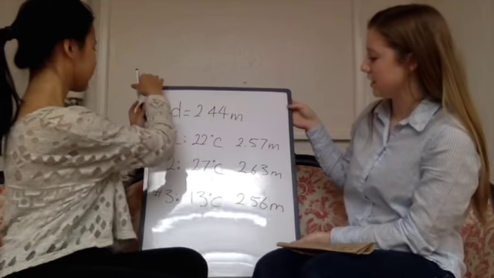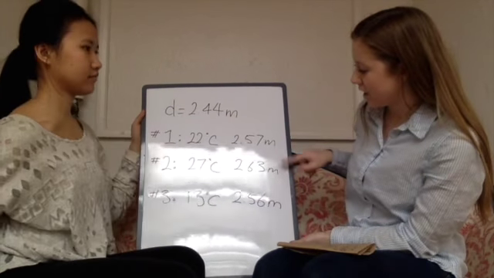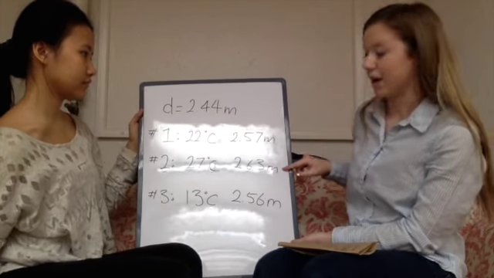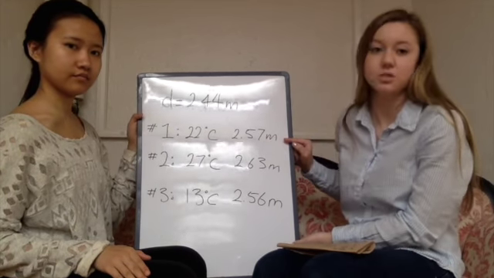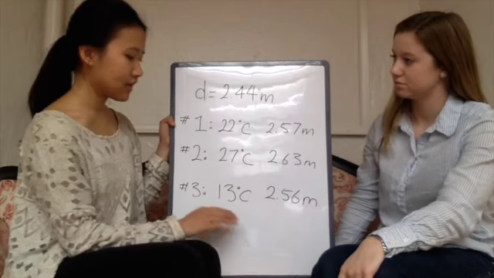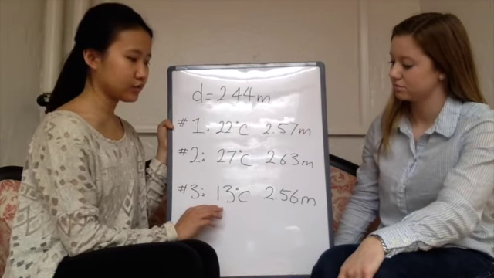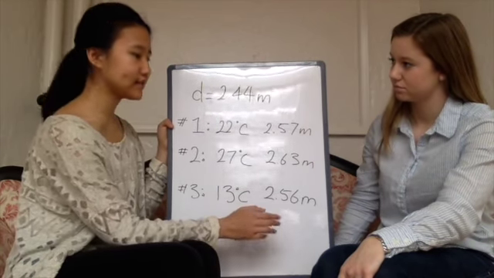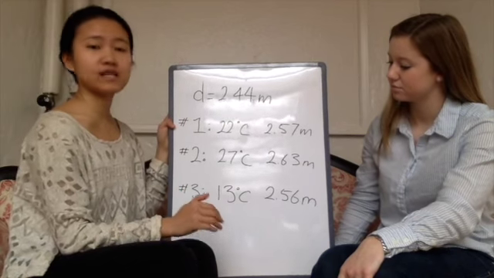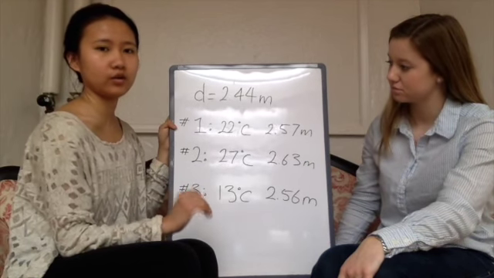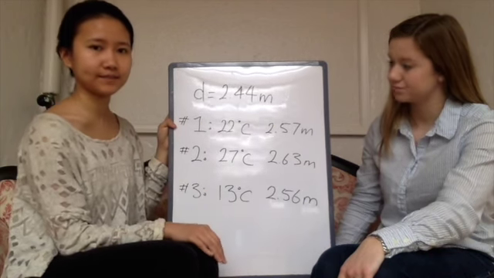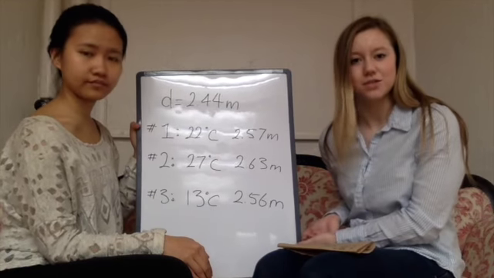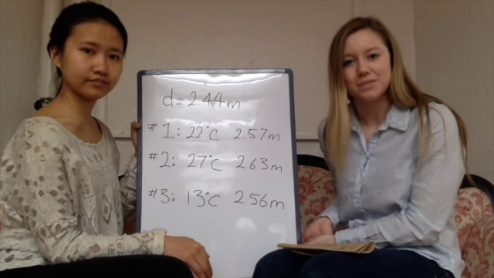So as we can see here, the hot trial read a greater distance than the room temperature trial, which is what we hypothesized. Because the lower temperature shows a shorter distance, we can see that sound waves will travel slower with a lower temperature because there is a lower amount of energy present. So there definitely is a difference between the different mediums that sound travels through.